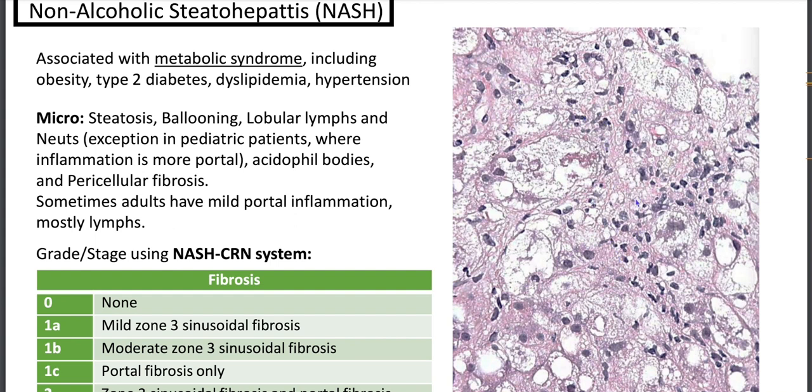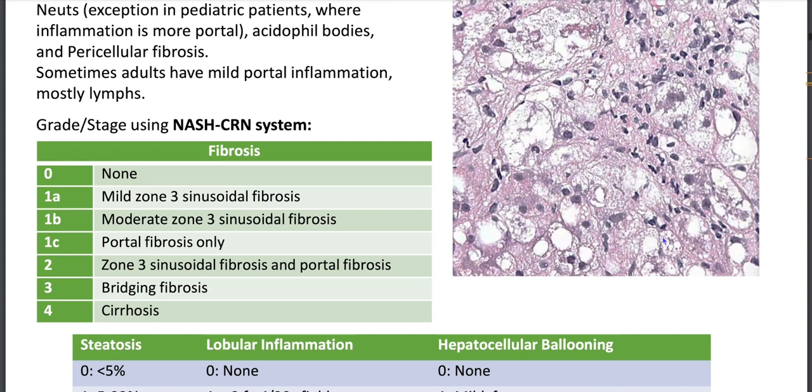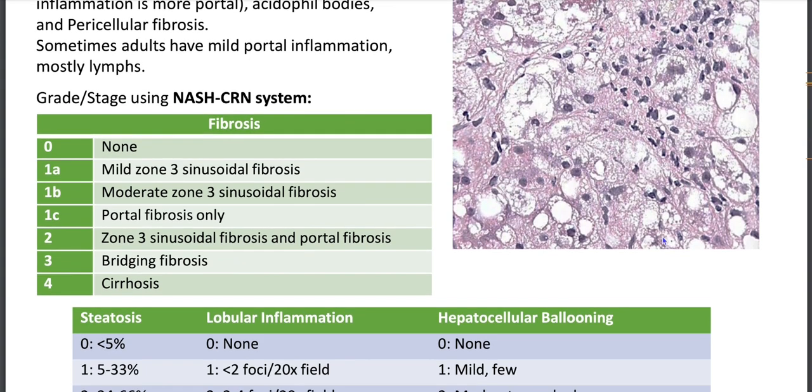The exception is pediatric patients where the inflammation is more zone 1 or portal. You can see acidophil bodies and pericellular fibrosis. And sometimes adults have mild portal inflammation, which generally is mainly lymphocytes. And you can grade and stage using the NASH CRN system.